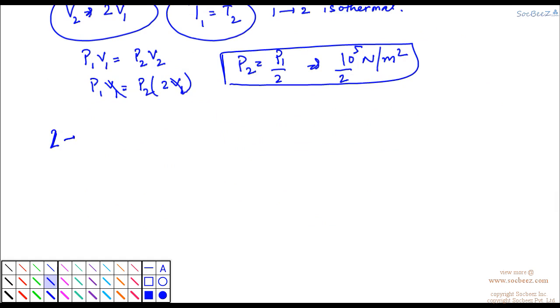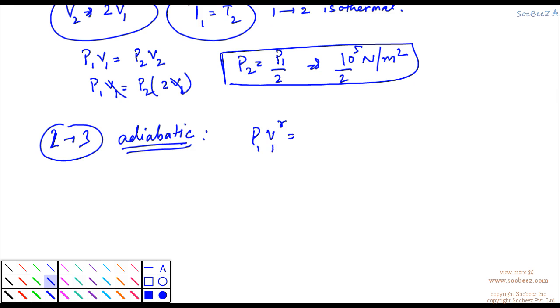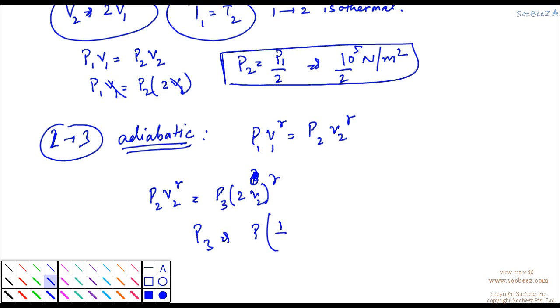One thing we can say is 2 to 3 is an adiabatic process. So the adiabatic process has the property that P2 V2 raised to power gamma is equal to P3 V3 raised to power gamma. And the volume has still doubled, so we can say that P2 V2 raised to power gamma equals P3 into 2 V2 raised to power gamma. So P3 is given by P2 into 1 by 2 raised to power gamma.